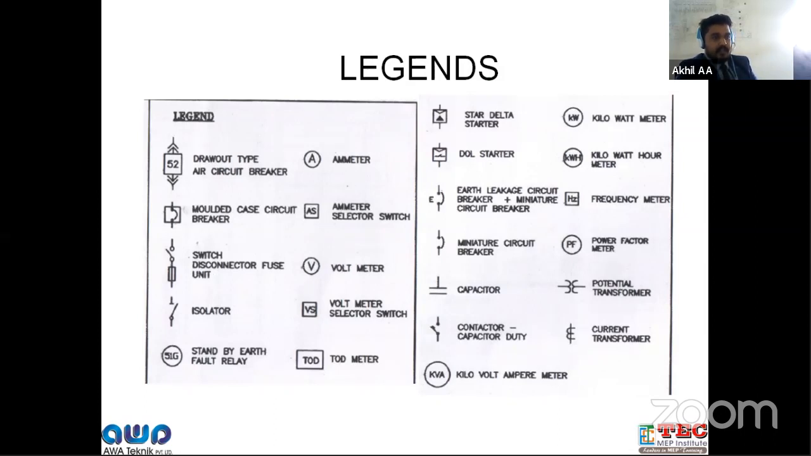You can see 52 is the ANSI code for the draw out type circuit breaker. Ammeter, you can see the mentioning. Molded case circuit breaker, ammeter switch, ammeter selector switch, disconnection unit. All the legends have been represented. These are the standard legends we are using while we prepare a single line diagram. So all the details you have to mention in single line also. You have to use the proper legends.